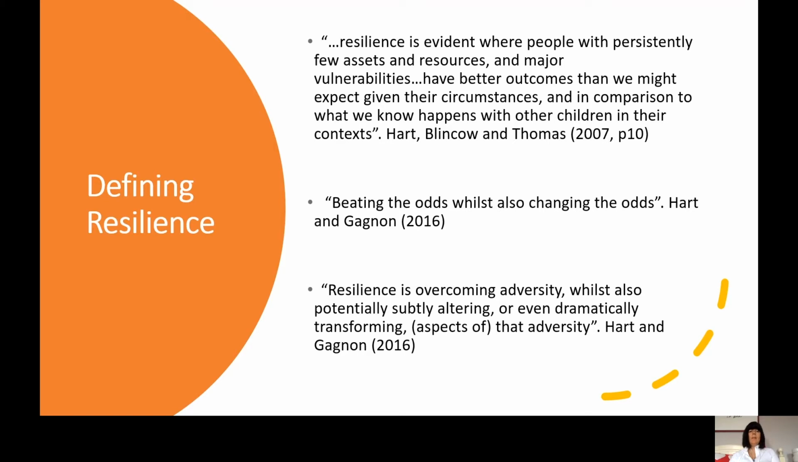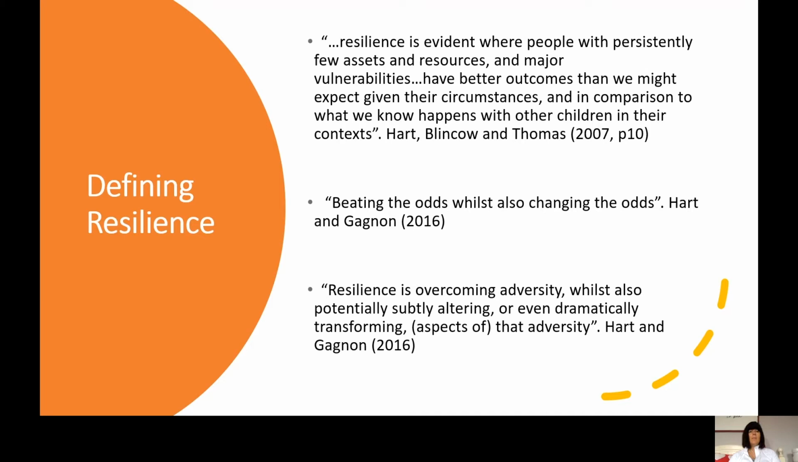The second one, Beating the Odds whilst also changing the odds, and that's Angie Hart and Emily Gagnon. And then the last one, so resilience is overcoming adversity whilst also potentially subtly altering or even dramatically transforming aspects of that adversity. So that's Hart and Gagnon, 2016 also.